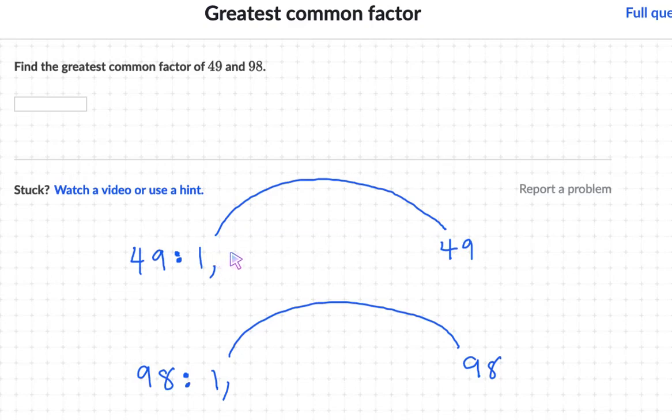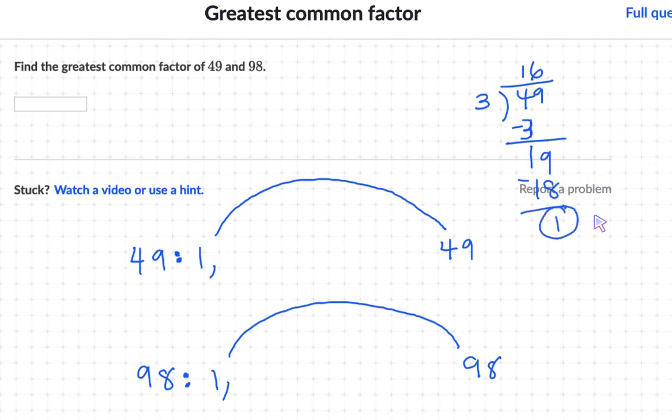Now we are going to go down the list. What comes after 1? That's 2. Well, 2 doesn't go into 49 because 49 is an odd number, so we can skip 2. 3 doesn't go into 49 evenly. 3 times 16 gets you 48, but then you have a 1 left over. We don't want a remainder, so 3 doesn't work as well.